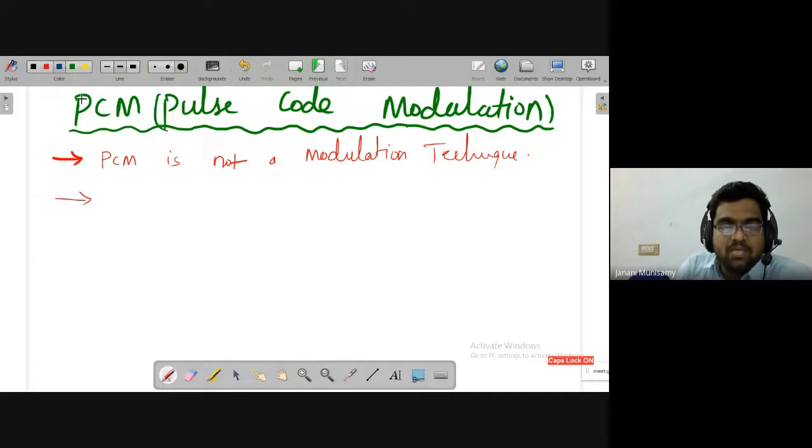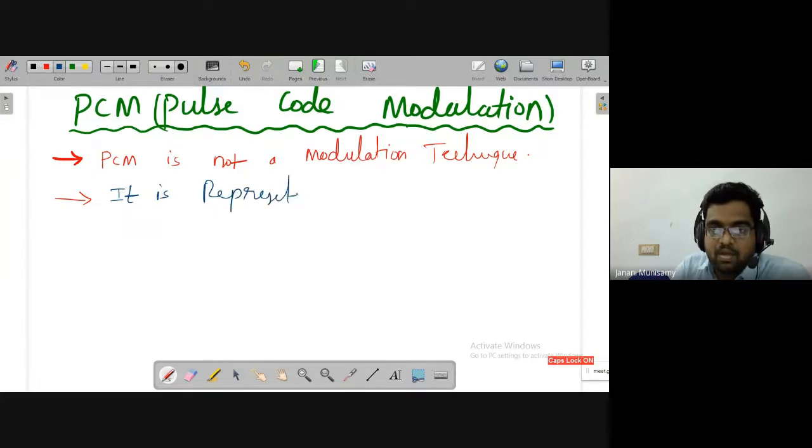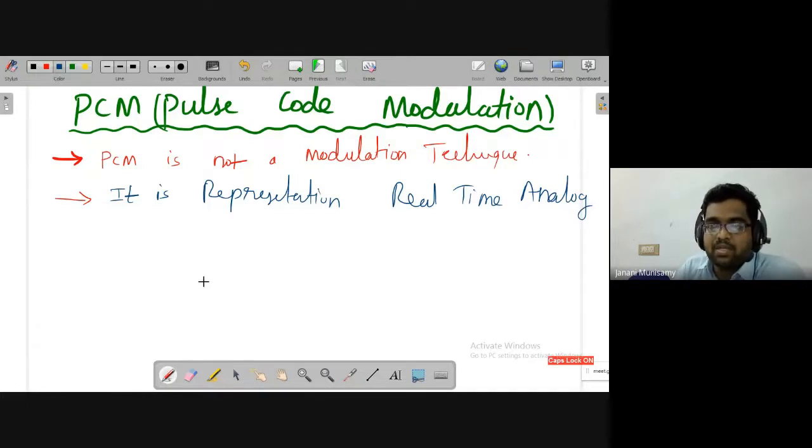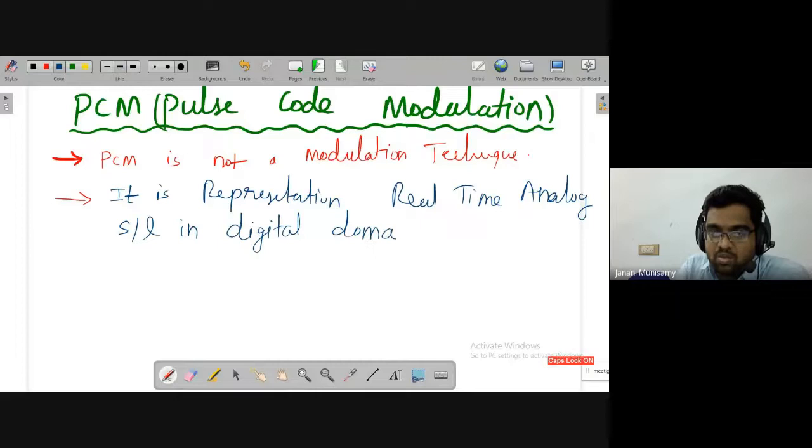Then what is PCM? PCM is a representation technique. It is the representation of analog signal in digital domain. It is the representation of a real-time analog signal. Real-time analog means signals will be varying continuously. It is a representation of a real-time analog signal in digital domain as digital data, like ones and zeros.